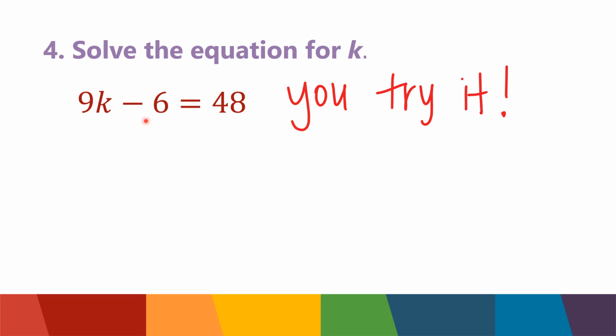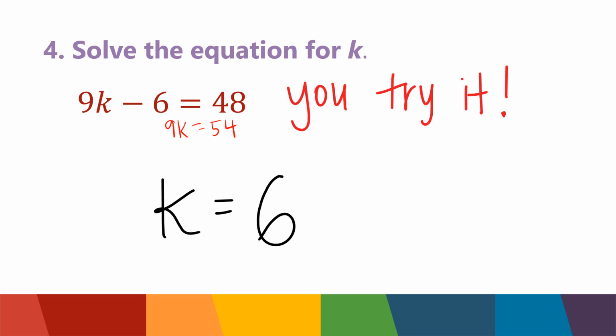All right, so the first thing you're going to want to do is add 6 to both sides. That's going to give you 9k equals 54. And then if you divide both sides by 9, it gives you k equals 6. Right, so that becomes 9k equals 54. Divide both sides by 9, and that gives you k equals 6.